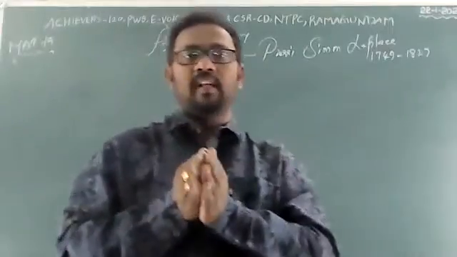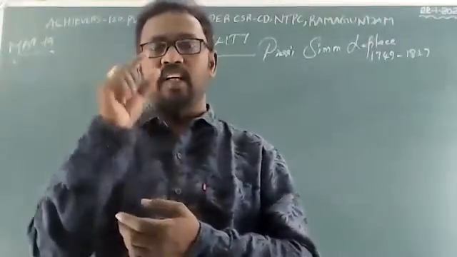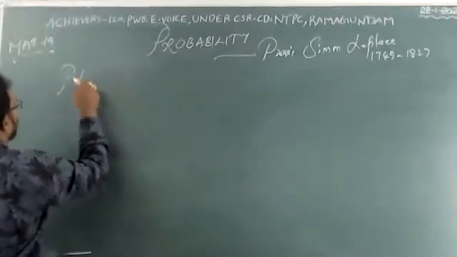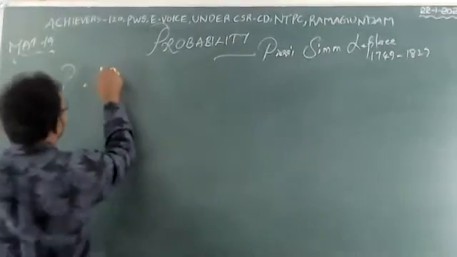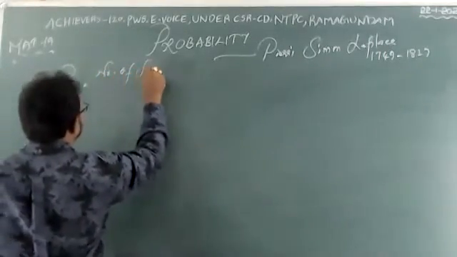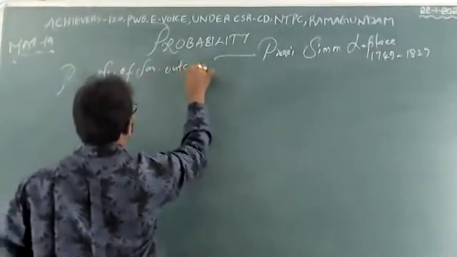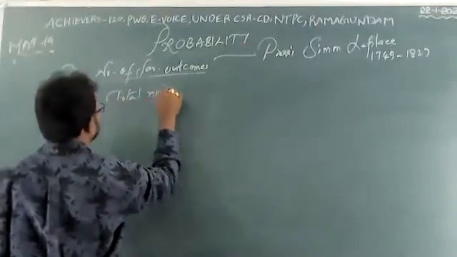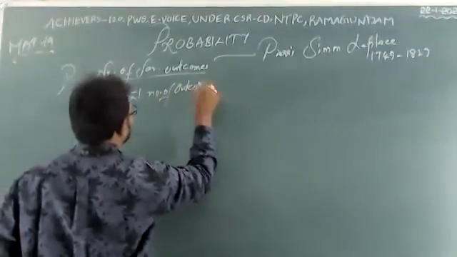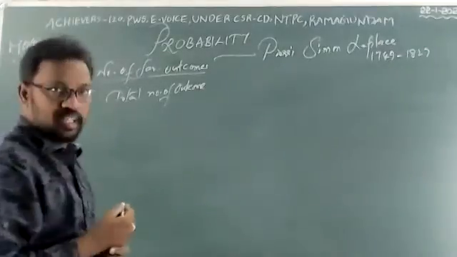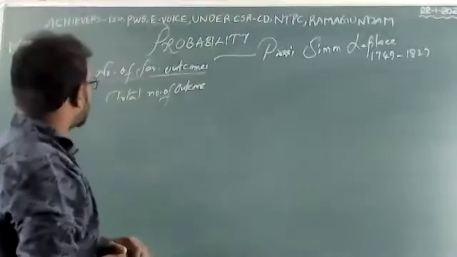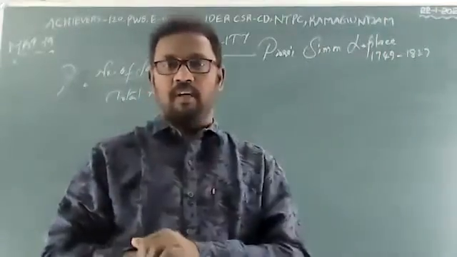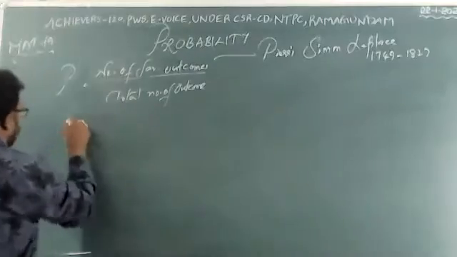Fine. Let us go with one example, the same example, the coin. First we'll write the probability. P is equal to the probability of a particular event, which is equal to the number of favorable outcomes divided by the total number of outcomes. This is the formula. Let us go with one coin.